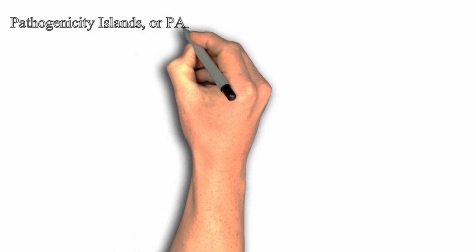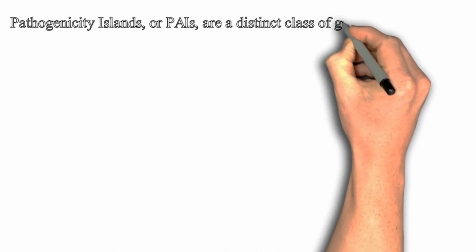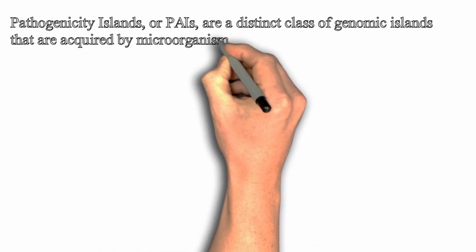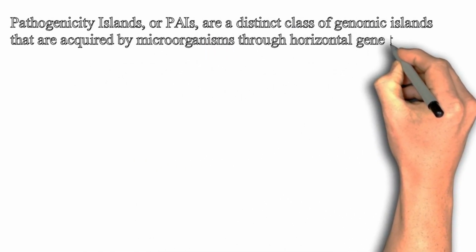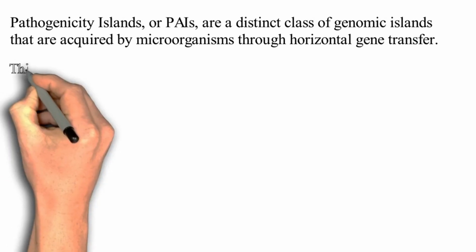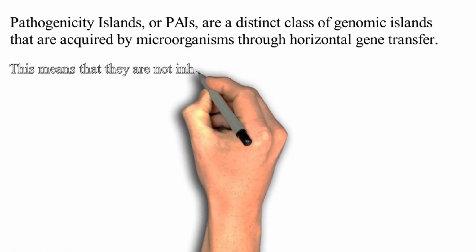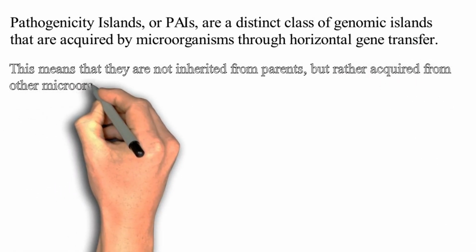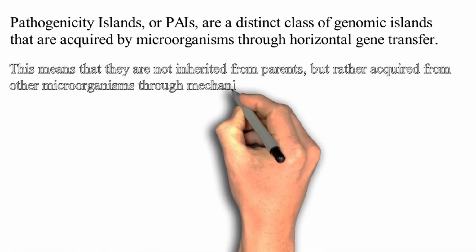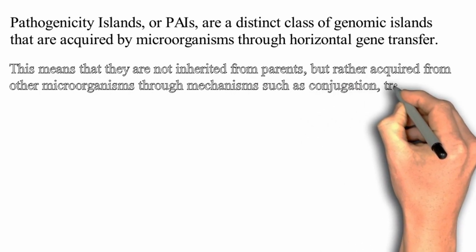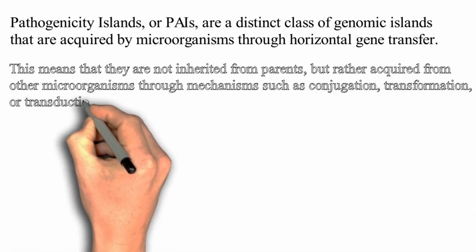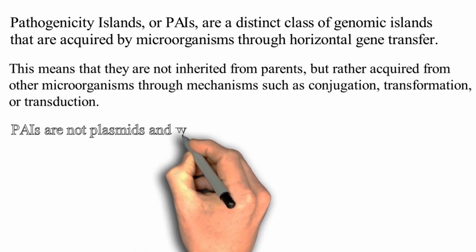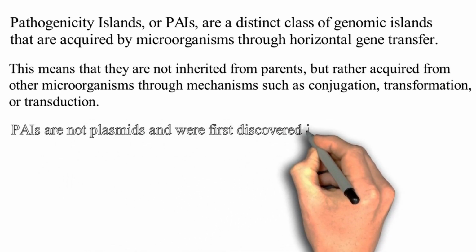Pathogenicity Islands, or PAIs, are a distinct class of genomic islands that are acquired by microorganisms through horizontal gene transfer. This means that they are not inherited from parents, but rather acquired from other microorganisms through mechanisms such as conjugation, transformation, or transduction. Please remember it, PAIs are not plasmids and were first discovered in pathogenic E. coli.